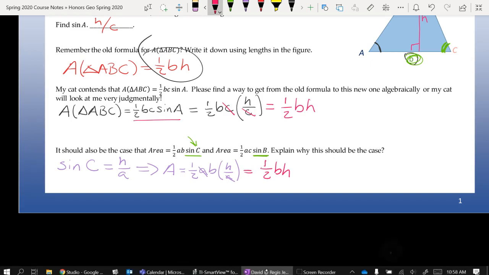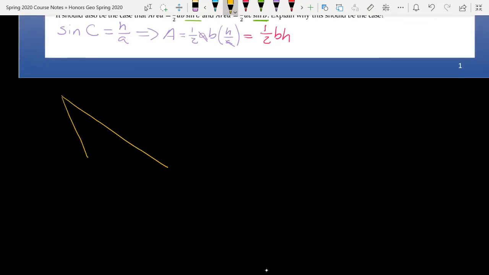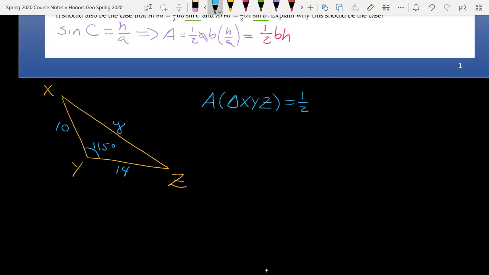Let's take a look at a quick example. Let's say we have triangle XYZ here. We know that side Z is 10 units long and side X is 14 units long. We don't know the length of side Y, but in this case it's not particularly important, because we can say the area should be equal to 1/2 Z times X, and most importantly, times the sine of the included angle, which here is angle Y.